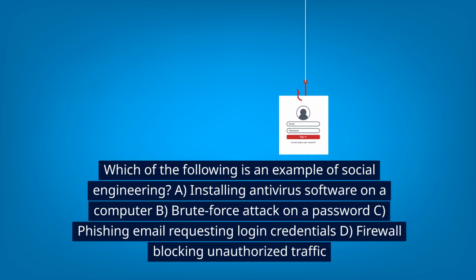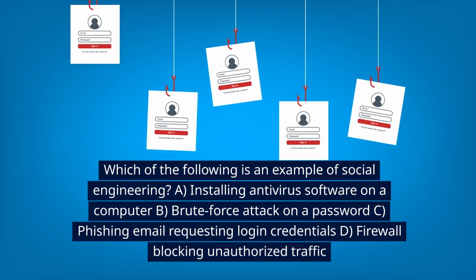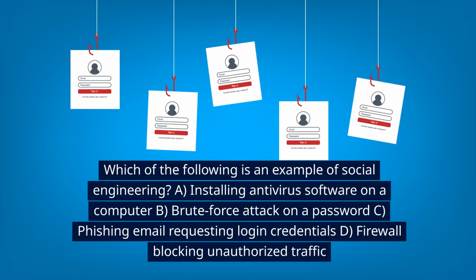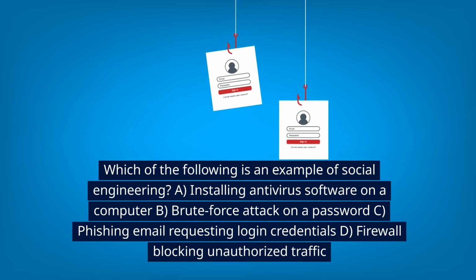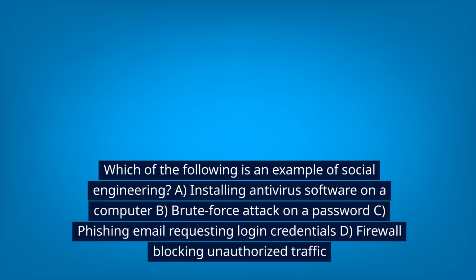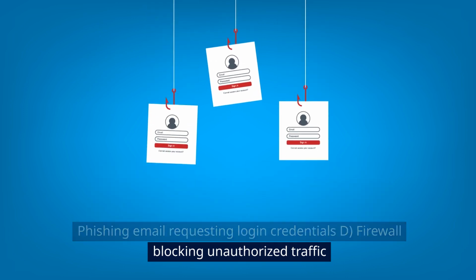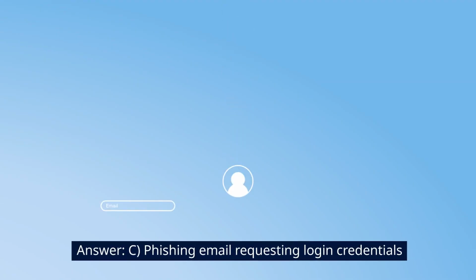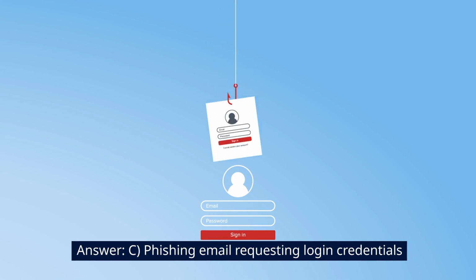Which of the following is an example of social engineering? A. Installing antivirus software on a computer. B. Brute force attack on a password. C. Phishing email requesting login credentials. D. Firewall blocking unauthorized traffic. Answer: C. Phishing email requesting login credentials.